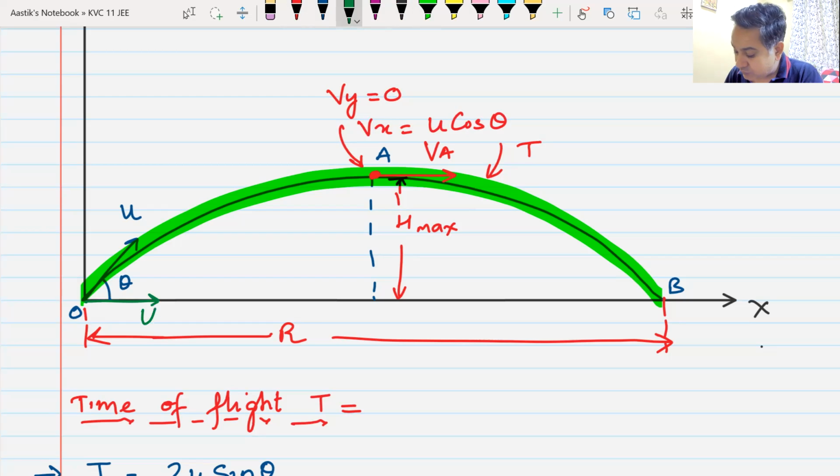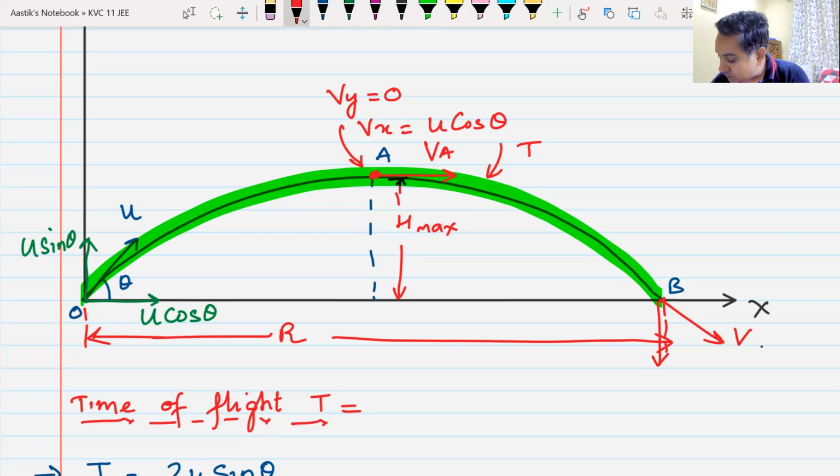At the initial point O, the horizontal component of velocity is u cos theta. The vertical component of velocity is u sine theta. When the body falls, it falls with certain velocity v back on ground. This v also has two components, one is vy and the other one is vx.